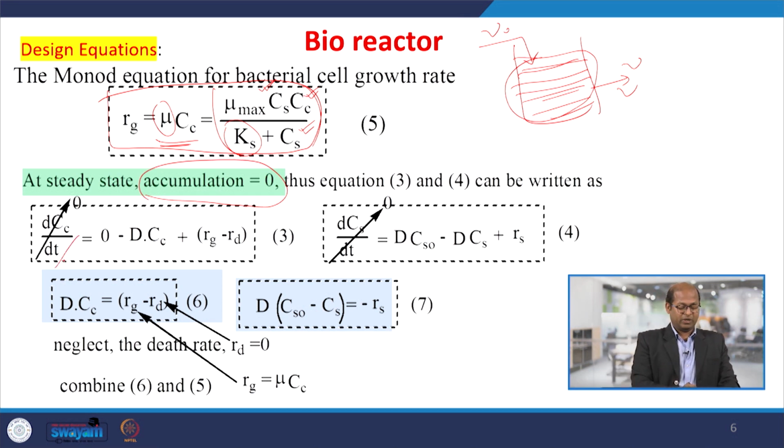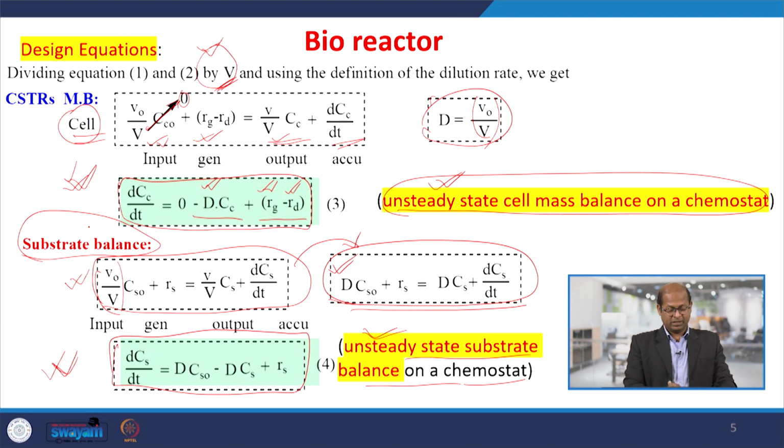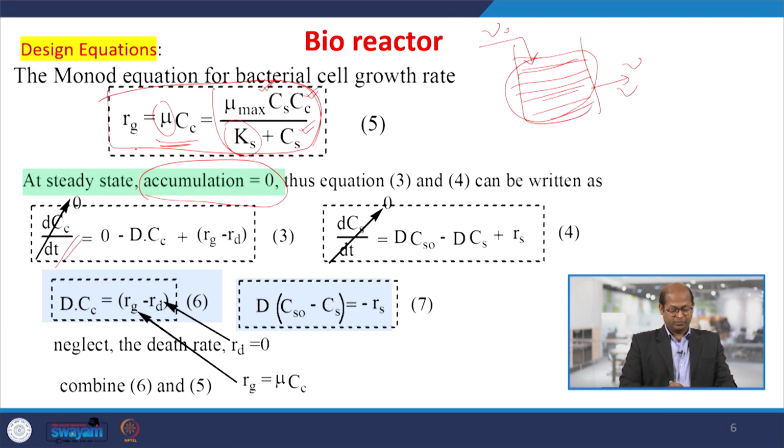So we can eliminate the accumulation term from the cell balance equation, equation 3, and after rearranging we get 0 = Rg - Rd - DCc. Rg is the rate of formation of the cell and Rd is the rate of disappearance of dead cells, meaning after the stationary phase the cells gradually die, so we have to subtract this. That we have already discussed. That comes from these equations, and for the substrate also we can write these equations.